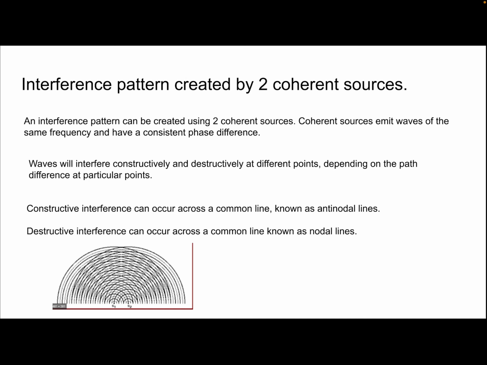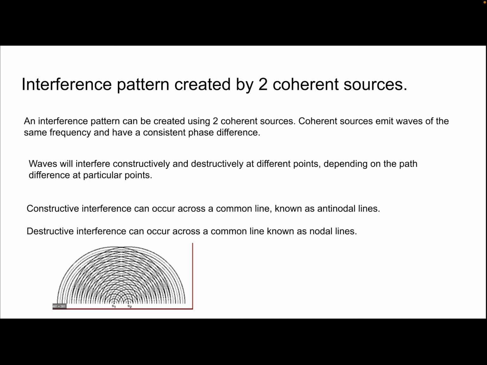So we have our point sources, source 1 and source 2. We're going to get an interference pattern with alternating antinodal and nodal lines. The center line is what's called the central maxima, and on both sides of the central maxima there are antinodal lines and nodal lines, alternating. So there's going to be an antinodal line, and then a nodal line, and then an antinodal line.